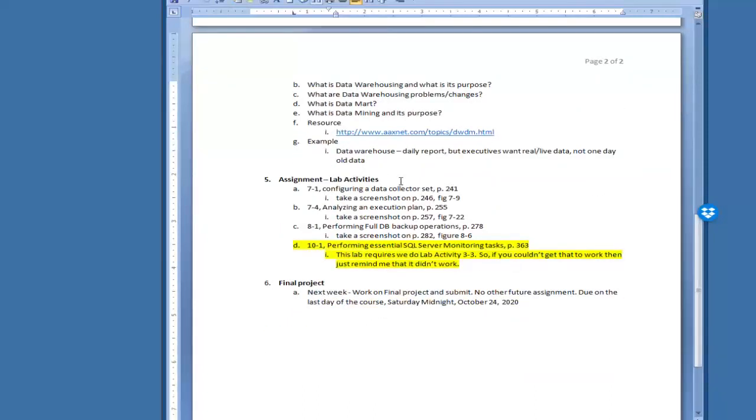Let me talk a little bit about the lab activities. So one is 7.1 and 7.4, configuring the data collector. So let me pause for a second.